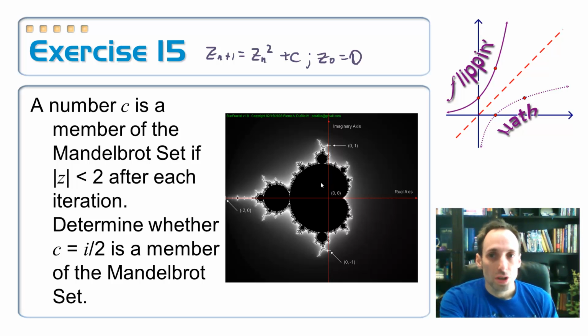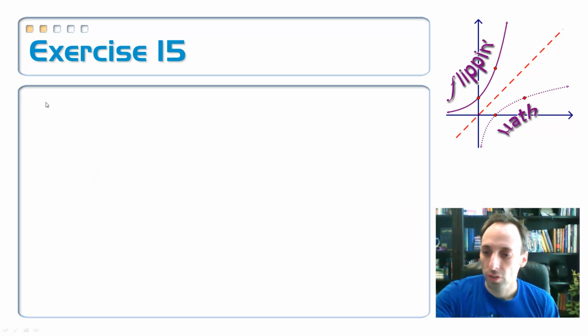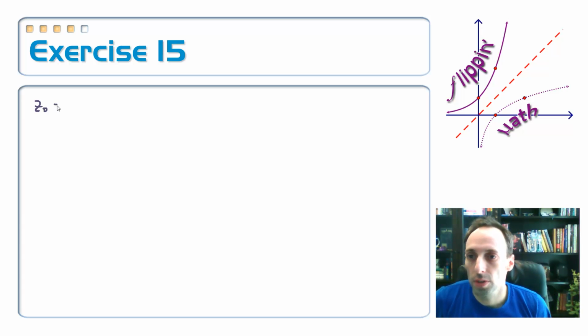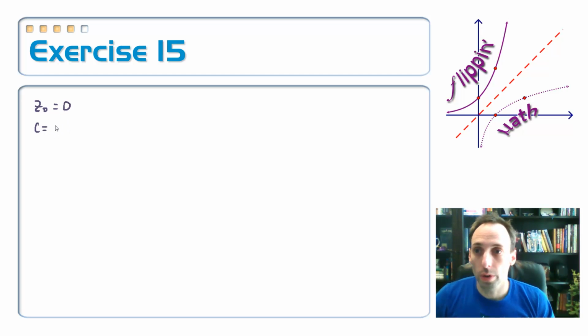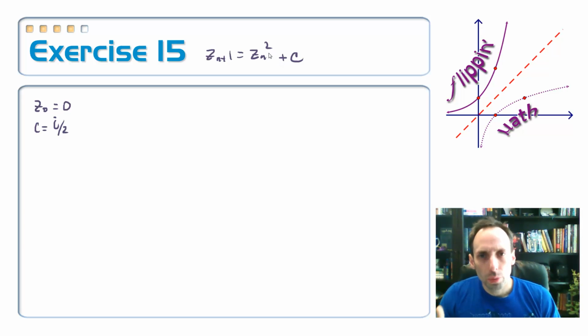And we're going to cheat this just a wee bit by using the calculator. So it's going to speed this up just a bit. So let me write this stuff down again. So my z sub 0 is equal to 0. The c that I'm going to start with is i over 2. And I'm putting this all into this equation, z sub n plus 1 equals z sub n squared plus c. Okay, so I'm going to pull up the calculator in just a second, but let me tell you what I'm going to do first.